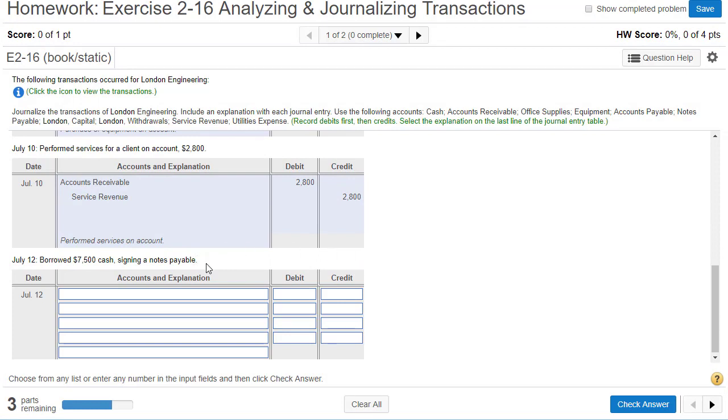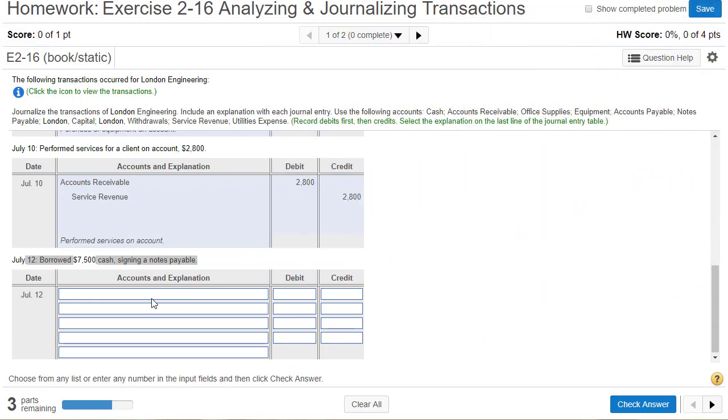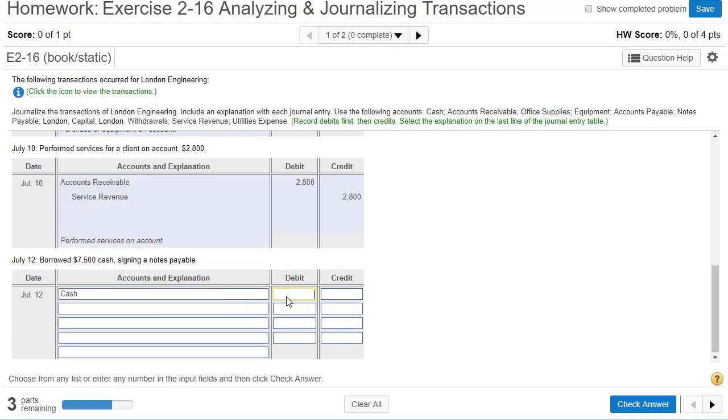July 12th, borrowed $7,500 of cash, signing a note payable. Let's do cash since it's the easiest. So cash, is that an asset, liability, or one of these? It's obviously an asset. Next question is, do we have more or less cash? Well, I said we borrowed cash, so we have more cash. So that is why we're going to debit cash for $7,500.